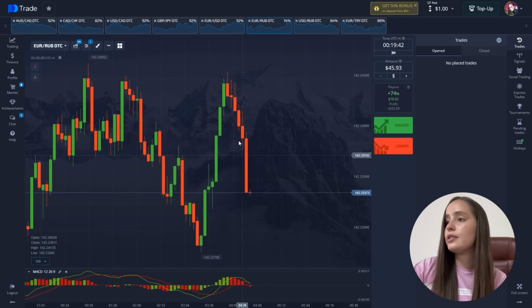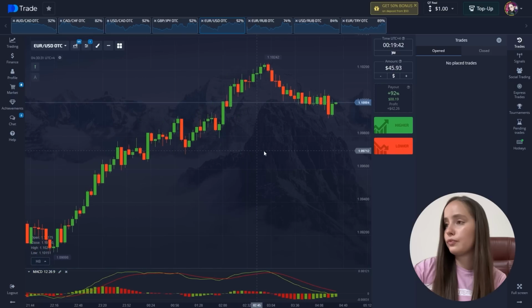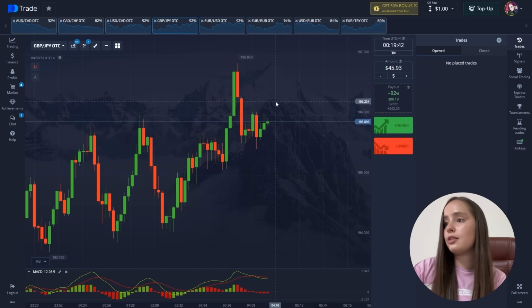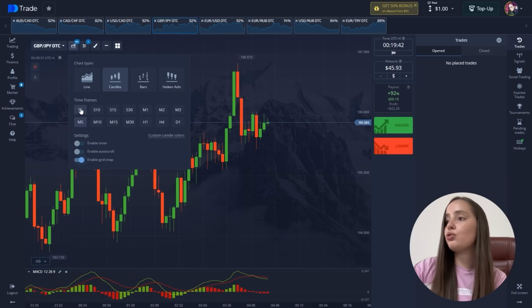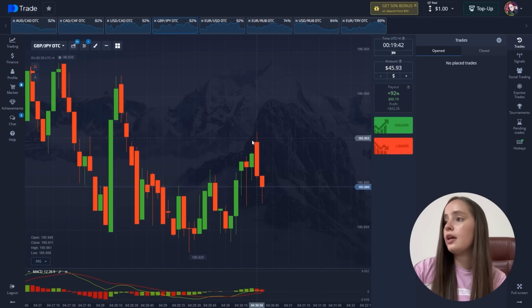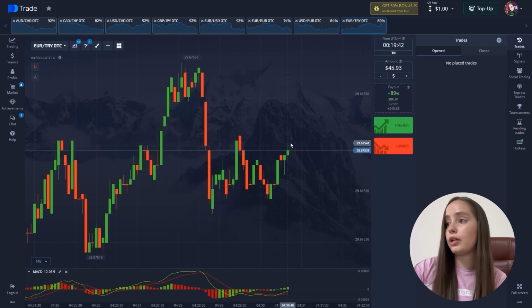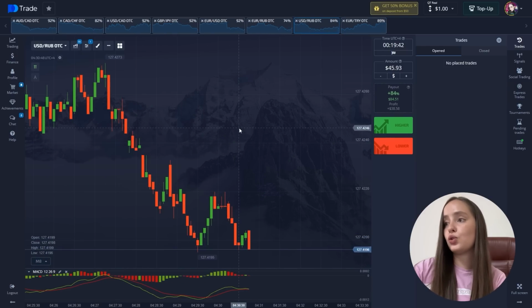So let's find the shapes. Most often we meet a flag and it is easiest to trade on it. Be sure to look at the time frames, display something for yourself and start trading. Now I will look for the shapes and get back to you in the video.